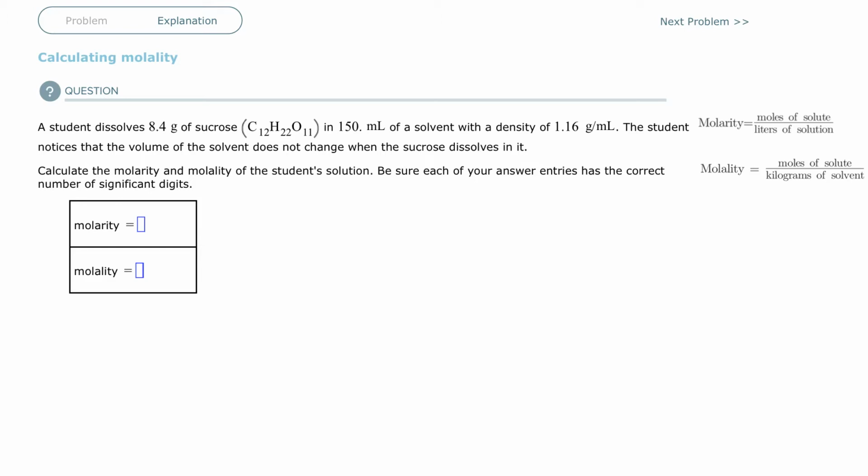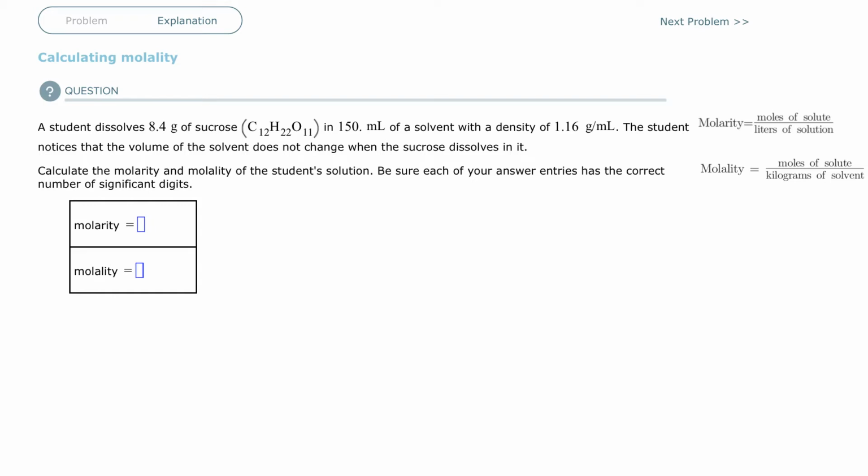So if you can memorize that, molarity, moles of solute over liters of solution, molality, moles of solute over kilograms of solvent, then you should be able to answer this question. A student dissolves 8.4 grams of sugar in 150 mils of a solvent, probably water, with a density of 1.16 grams per milliliter. The student notices that the volume of solvent doesn't change when the sucrose dissolves in it. Calculate the molarity and molality of the student's solution. Be sure your answer entries have the correct number of significant digits.